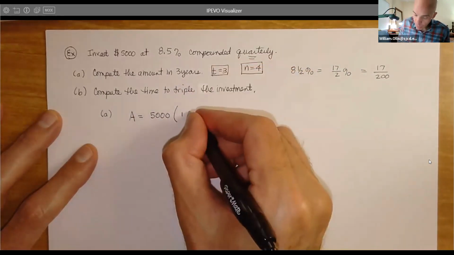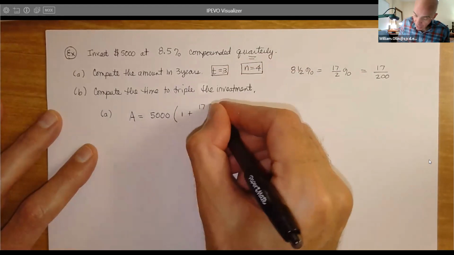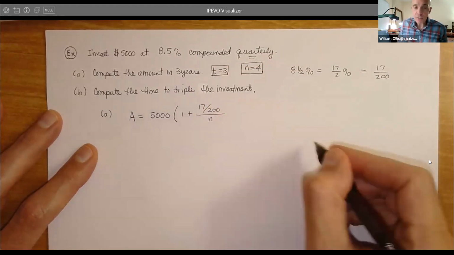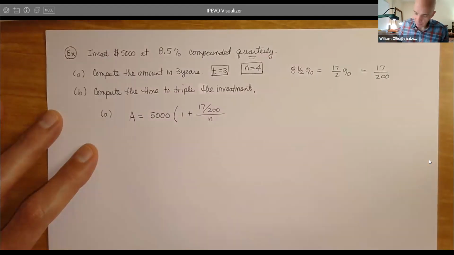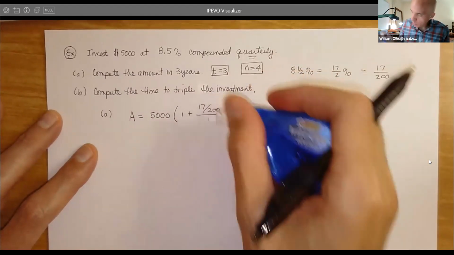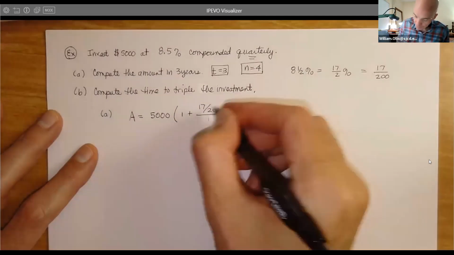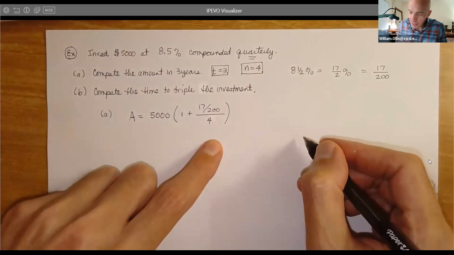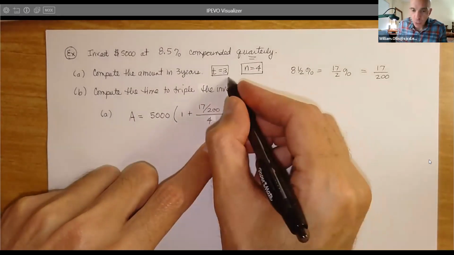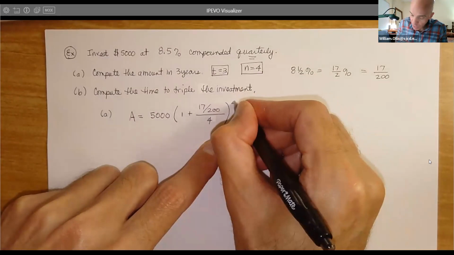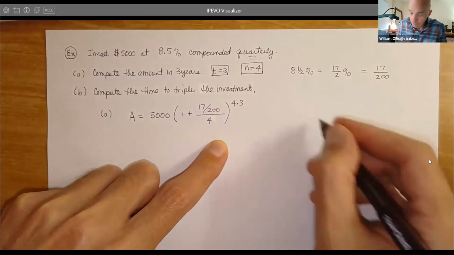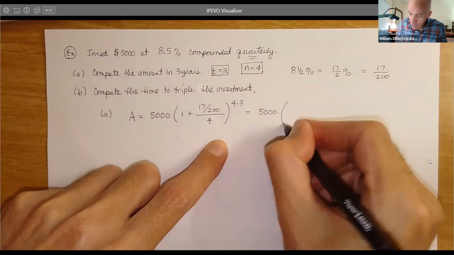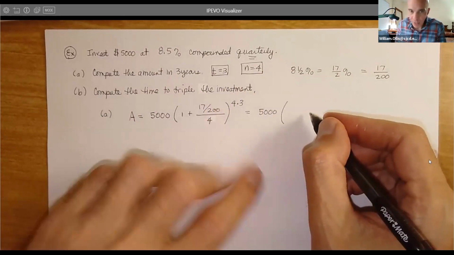So now we have 1 plus 17 divided by 200 divided by the N, which we know is equal to 4, because I wrote it down. And now we have the NT, so 4 times 3, which is 12. I'll just write 4 times 3 so you can remember the formula. So this will be 5,000. Now, of course, the 200 times the 4, that'll be 800.